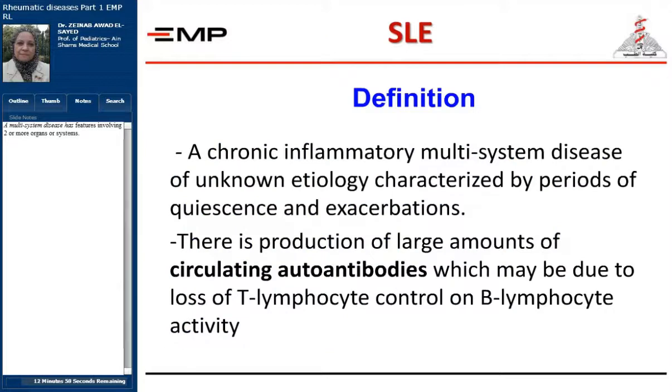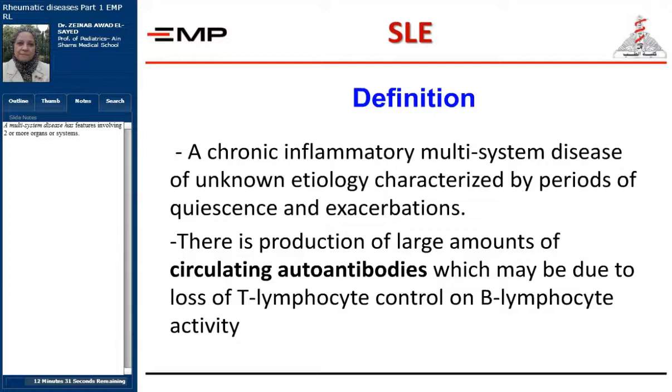Systemic lupus erythematosus is a chronic inflammatory multi-system disease of unknown etiology. There are many theories that are suggested for the etiology of lupus. The disease is characterized by periods of quiescence and exacerbations. What is the meaning of a multi-system disease? It's a disease that has manifestations involving two or more organs or systems.